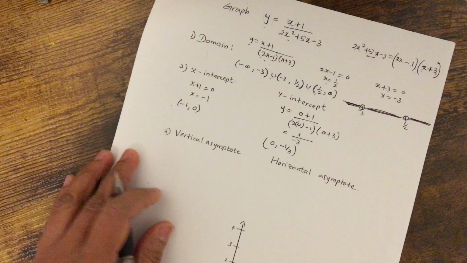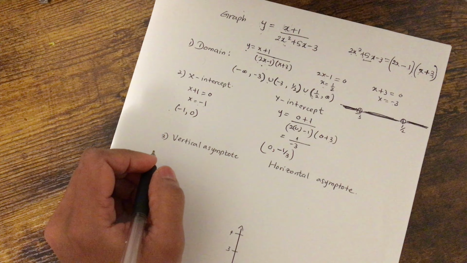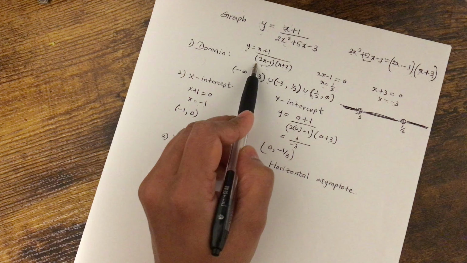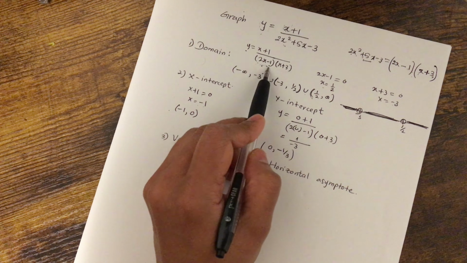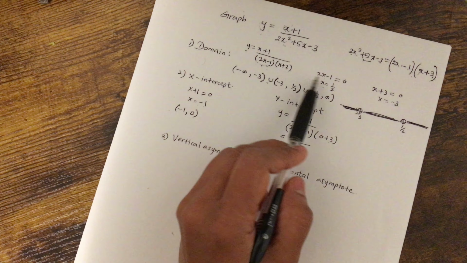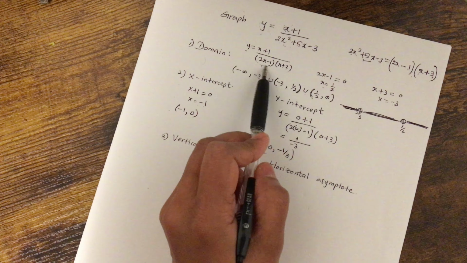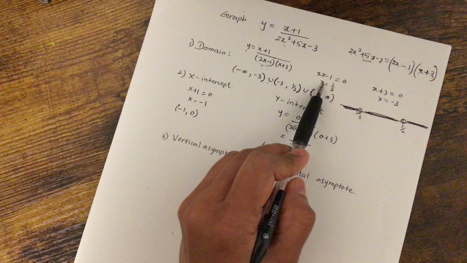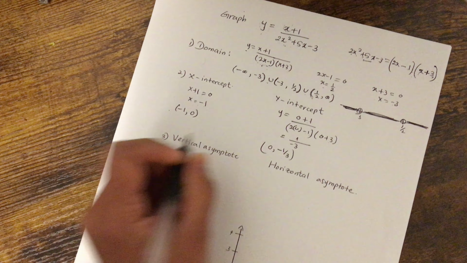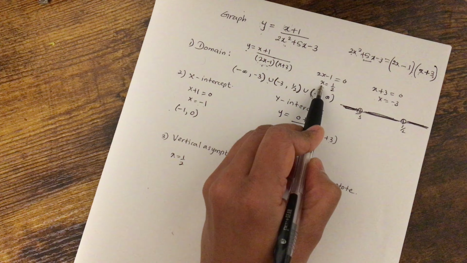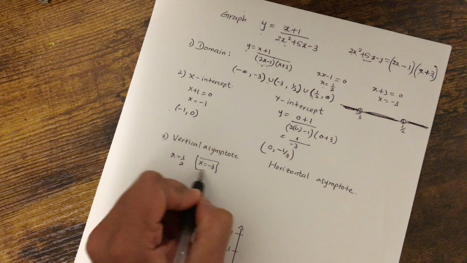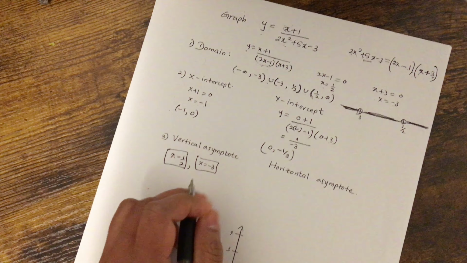And then let's look at the vertical asymptote. To find the vertical asymptote, you have to look at the denominator and find the x values that make the denominator 0. Here we consider the factors like this, and we found x equals negative 3. So x equals half can be your vertical asymptote, and as well as x equals negative 3 is another asymptote. So you have two vertical asymptotes here.